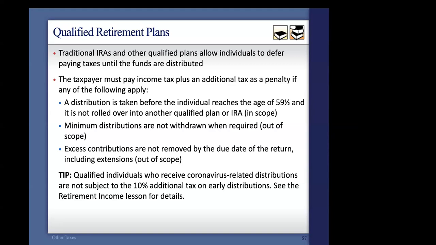Qualified individuals who receive coronavirus related distributions are not subject to the 10% additional tax on early distributions. It refers you to the retirement income lesson for details. I think that anyone who took distributions during the pandemic, I think all of that has expired. I'm not sure. Don't hold me to that. So the 10% additional tax was not added. But now if a taxpayer takes a distribution and they don't meet that age requirement, then that penalty is automatically added.